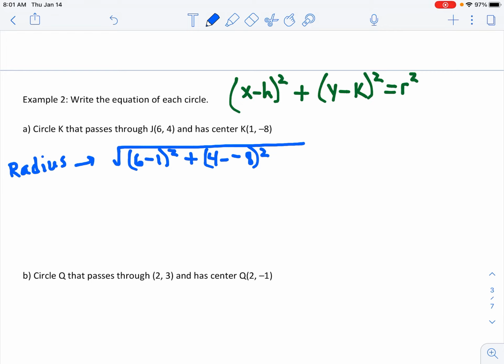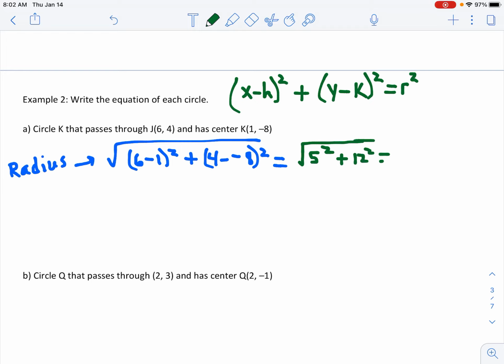Okay, now let's go ahead and write what that'll turn into. Let's clean this up. So 6 minus 1 gives us 5 squared. 4 minus a negative 8 gives us 12 squared. Well, 5 squared is 25, and 12 squared is 144.